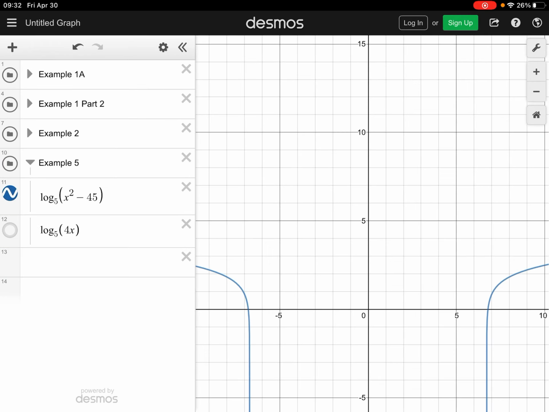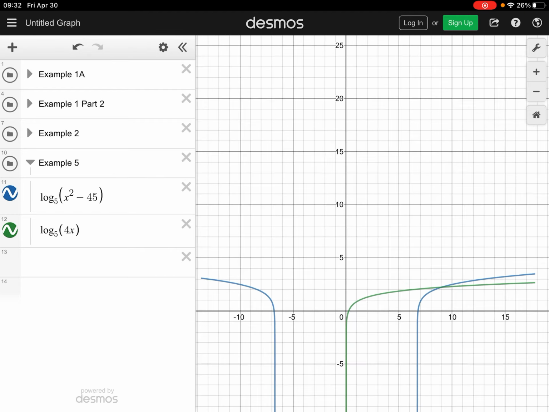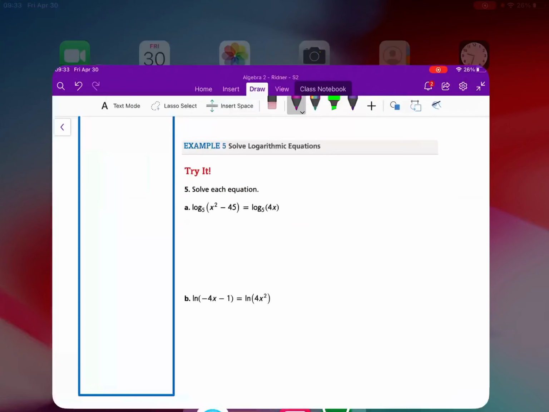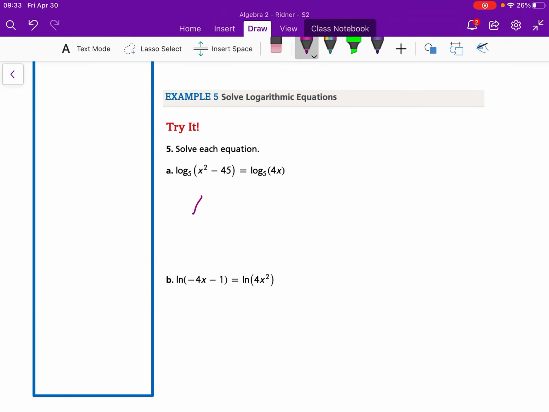So left side equal to right side. Where do they intersect? And that is at the x value is 9. We don't even care about the y value. We just want the x value. So x equals 9.